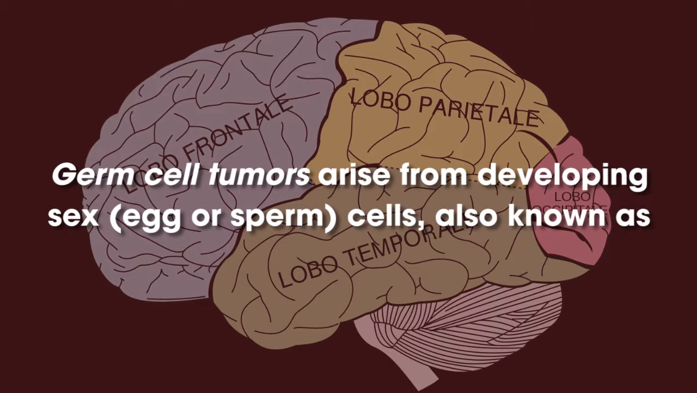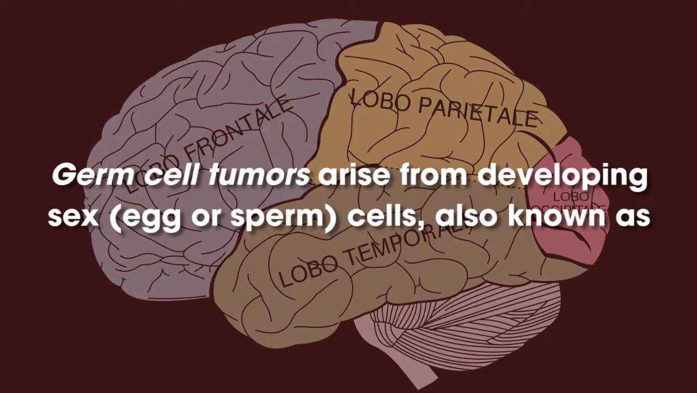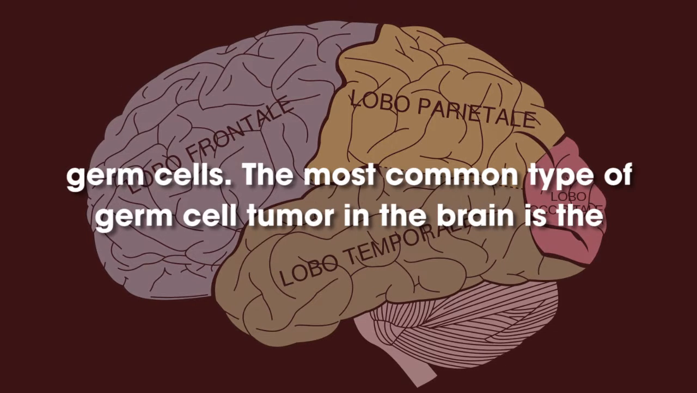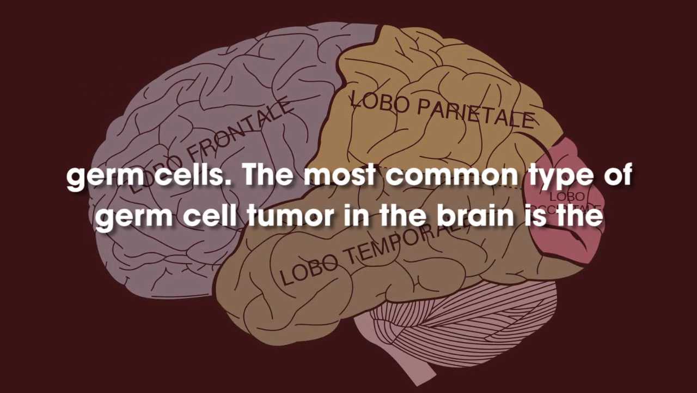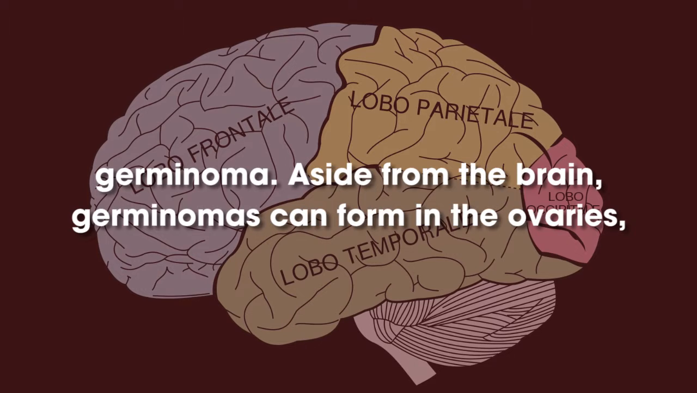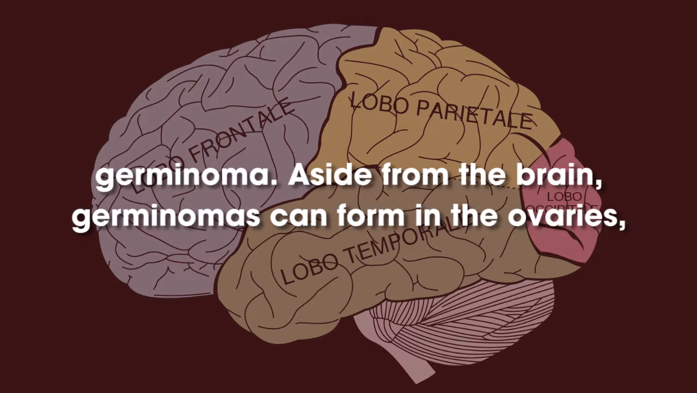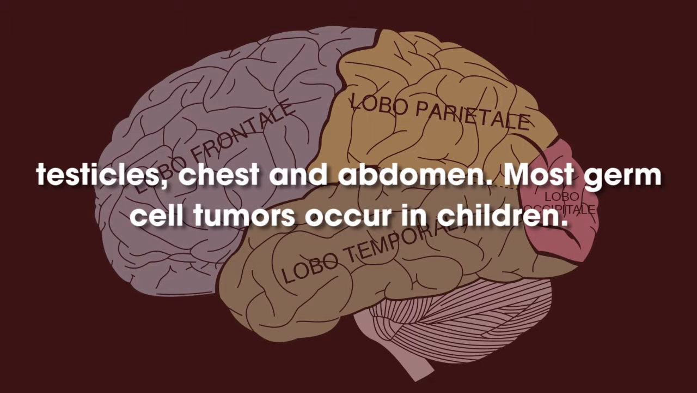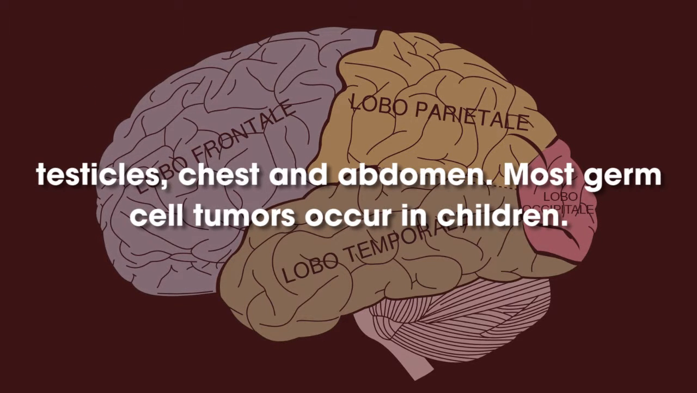Germ cell tumors arise from developing sex, egg or sperm, cells, also known as germ cells. The most common type of germ cell tumor in the brain is the germinoma. Aside from the brain, germinomas can form in the ovaries, testicles, chest and abdomen. Most germ cell tumors occur in children.